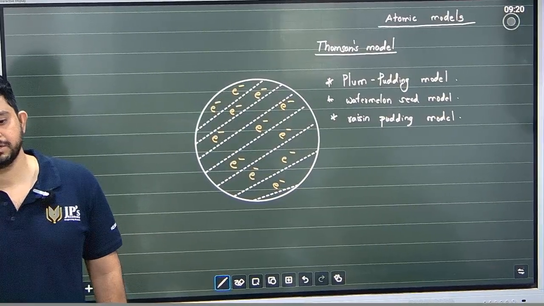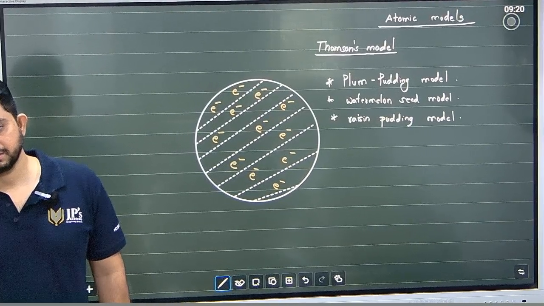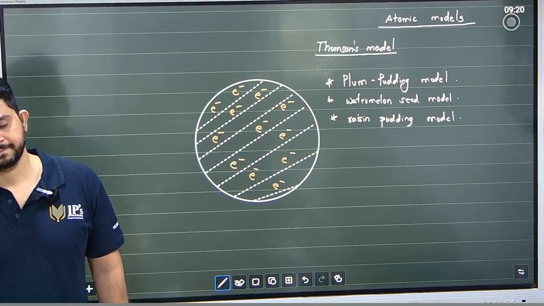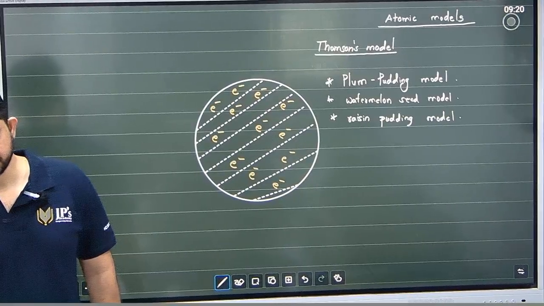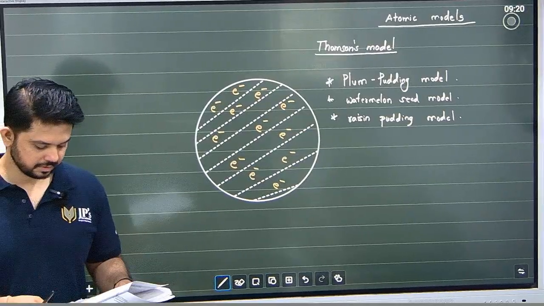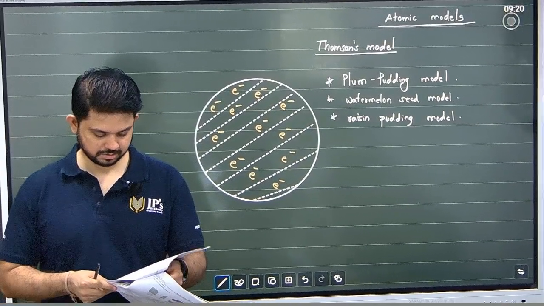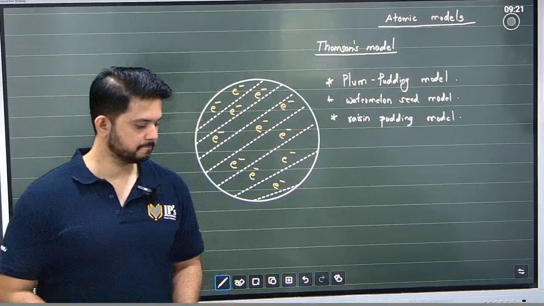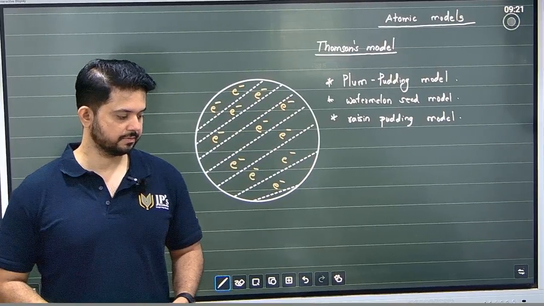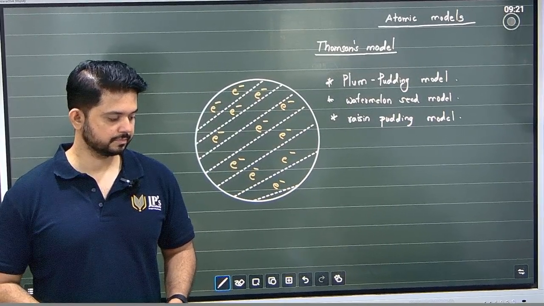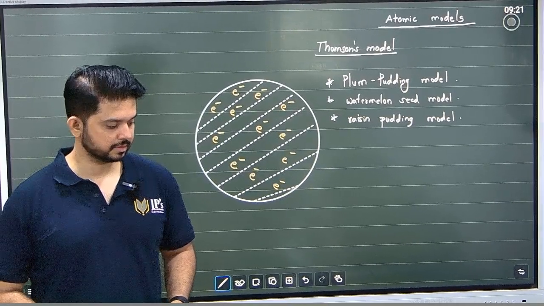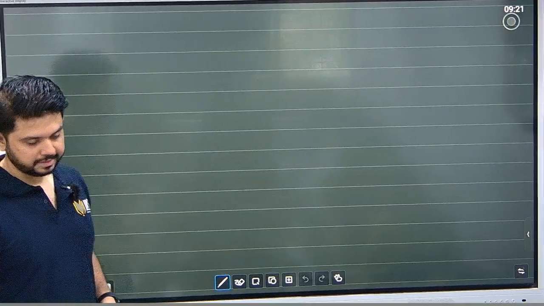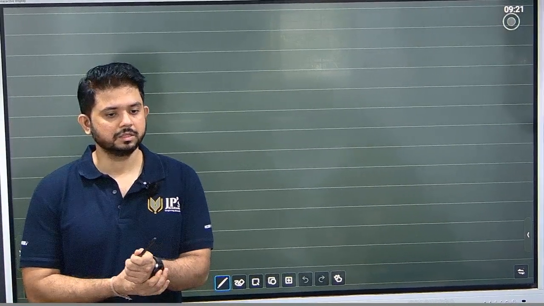However, the model couldn't explain spectrum and was not consistent with results of different experiments. Okay, so that was the first atomic model.